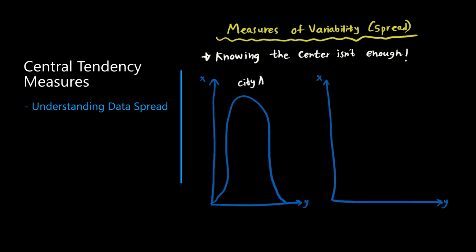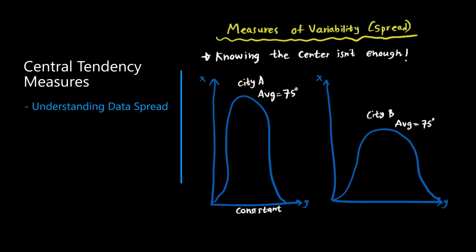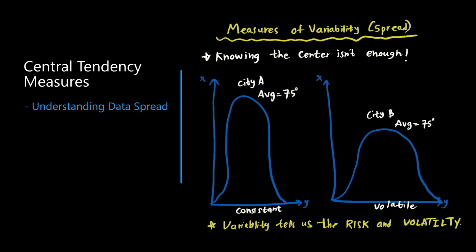Imagine 2 cities. Both have an average daily temperature of 75 degrees Fahrenheit. In City A, the temperature is always between 70 and 80 degrees. In City B, it can be 50 degrees one day and 100 the next. Same average, but a completely different experience, right? City A is consistent. City B is volatile. Measures of variability tell us this part of the story.